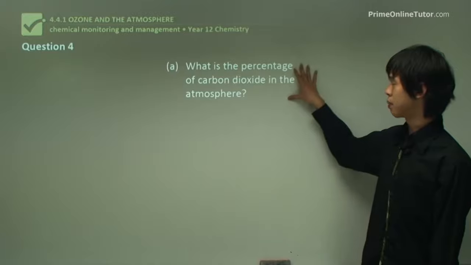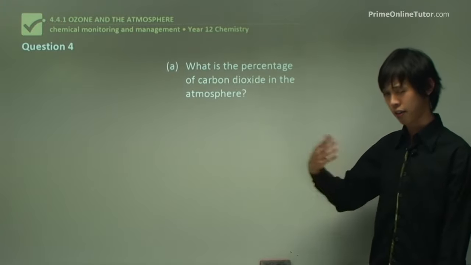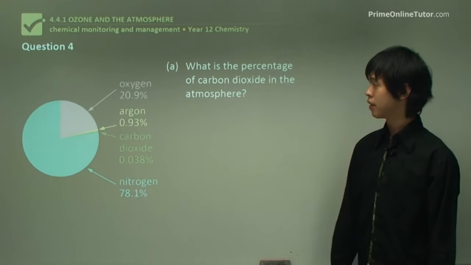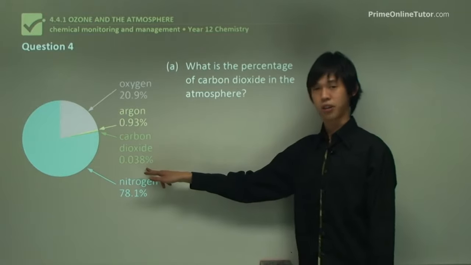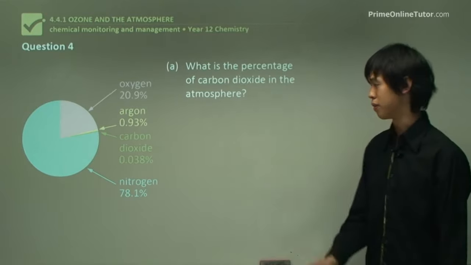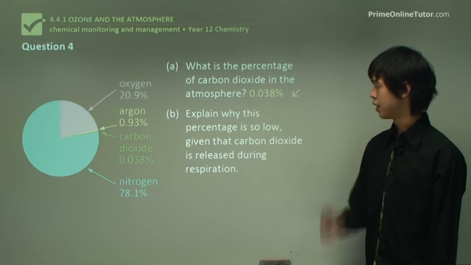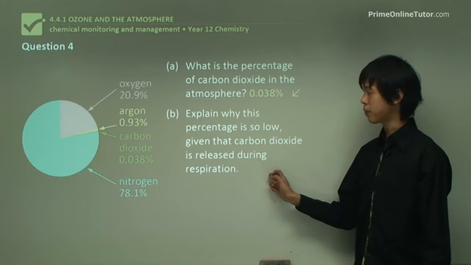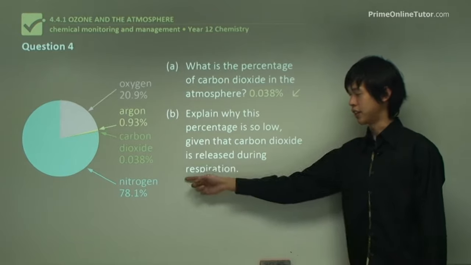So, what is the percentage of carbon dioxide in the atmosphere? We just mentioned that in the previous couple of questions, so we should be able to answer this. But to help, we have this pie chart. So again, here it is, 0.038%, the very, very small percentage of the atmosphere. And that's your answer. Now, this is the more interesting question in that explain why this percentage is so low, given that carbon dioxide is released during respiration.